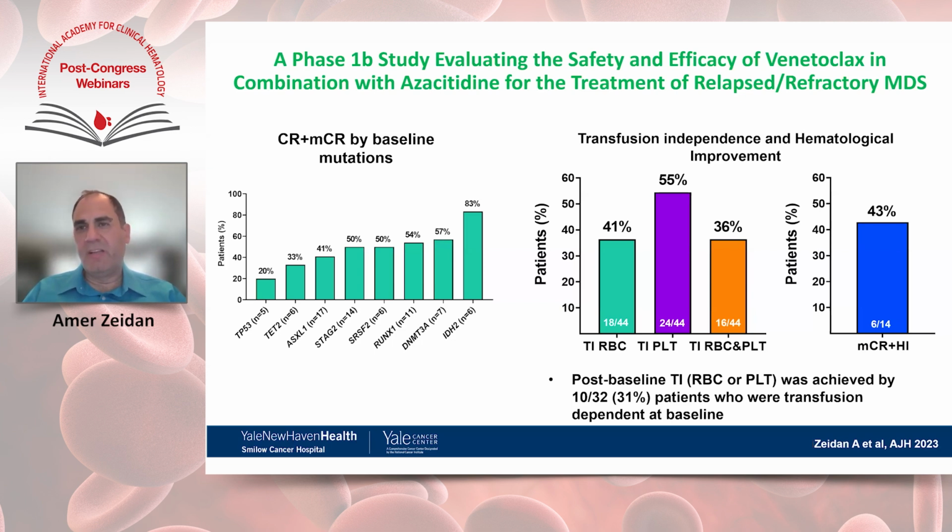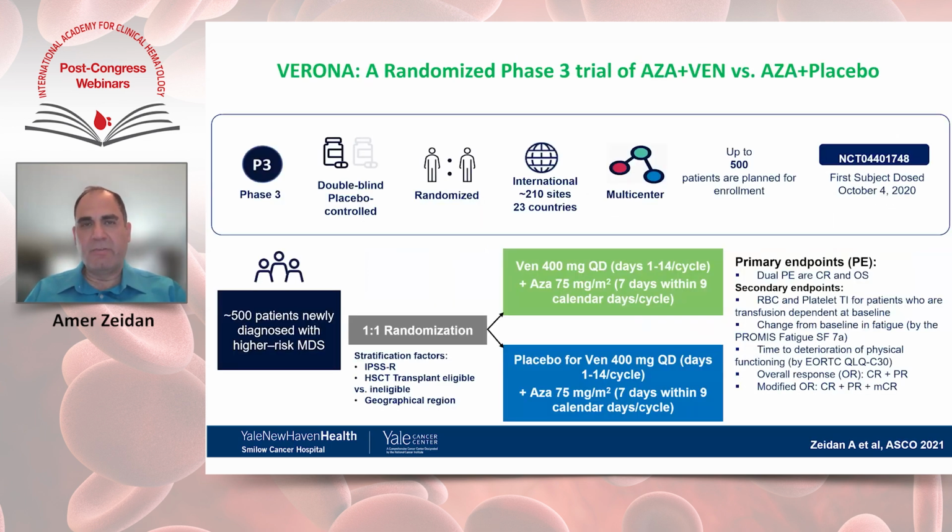Venetoclax, as we know, is approved in patients with AML who are unfit for intensive chemotherapy. There is data in the second line and the front line management in MDS. But of course, the most important trial is the VERONA trial, which is the randomized phase 3 trial comparing venetoclax with AZA versus AZA with placebo. This trial accrued more than 500 patients and is still not reported. So we are hoping to hear about this this year. And this, again, could be a major change in the landscape of management of MDS if this trial is positive.